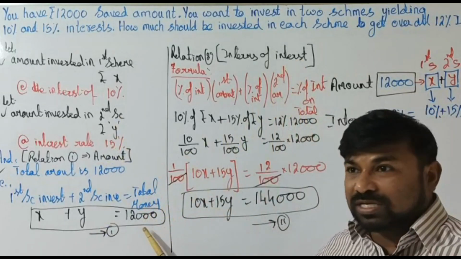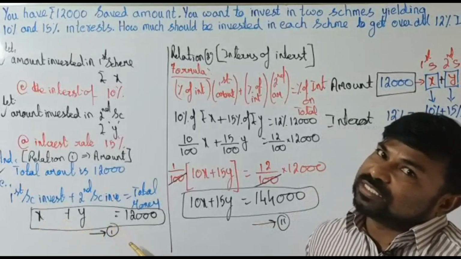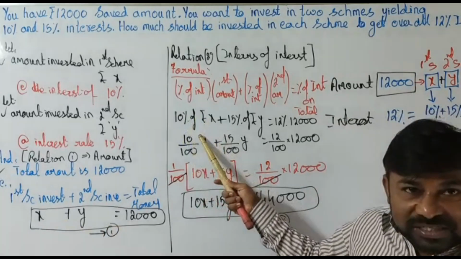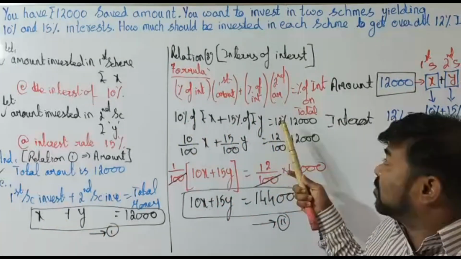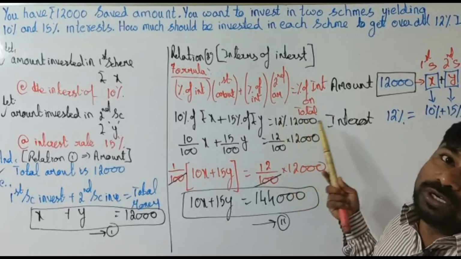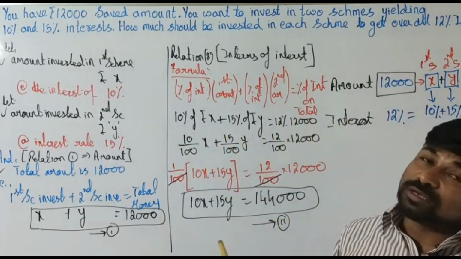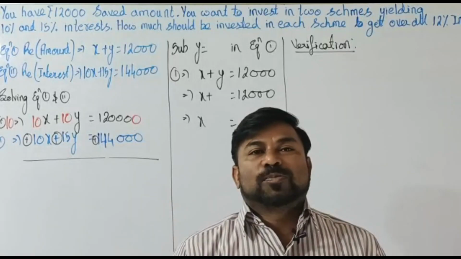The total amount is split into two parts. First investment plus second investment is the total amount, and the profit we are getting on the first amount plus the profit we are getting on the second amount equals the profit we are getting on the total amount, right? So that is what we have framed. So now we got two equations we are supposed to solve, but first, verification time. Yeah, come back to the explanation now.